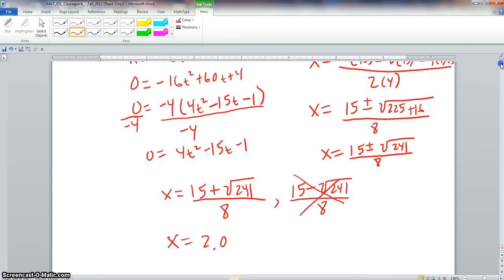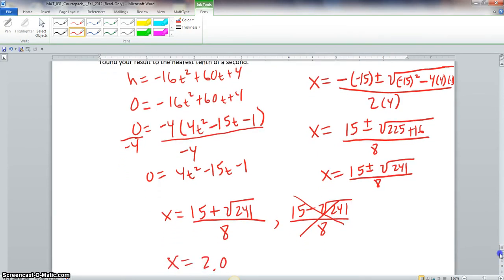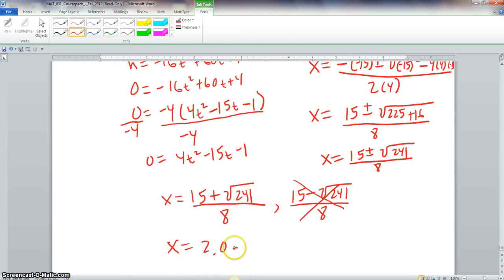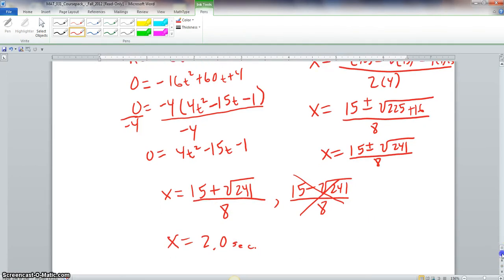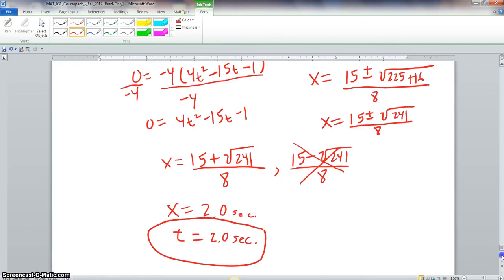Now we have to look at what the units are. The units are seconds. Okay, so we will put 2.0 seconds. Now, one thing I do have to change here is that the problem uses t. So when you write your final answer, you have to write t is equal to 2.0 seconds. Even though I know the quadratic formula uses x, we want to end this up with t. So it'll take 2.0 seconds, and that is it.